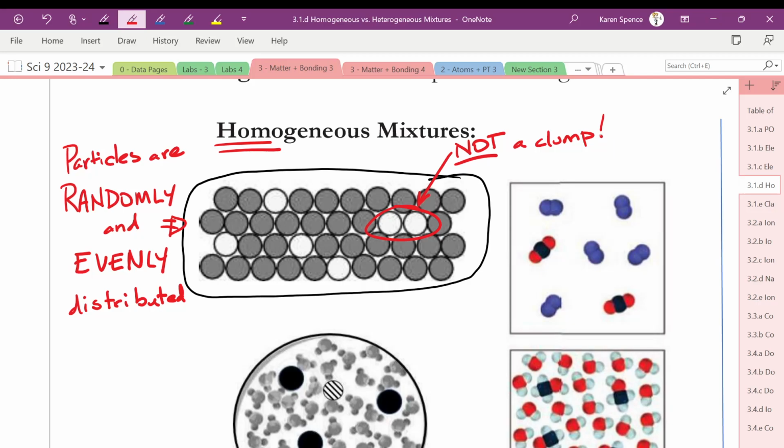Usually, yeah. Although, we'll take a look at one in a minute where it kind of looks like there's one that just has clumps within it.